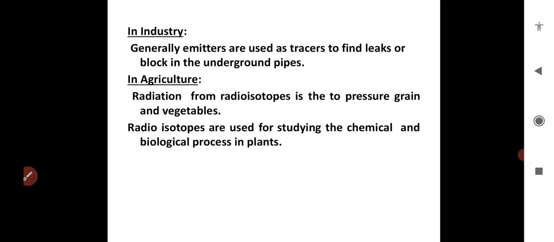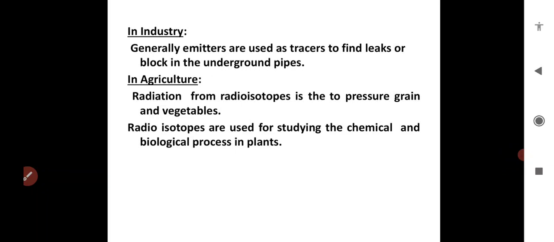Another application is radiographic testing. It is a non-destructive testing method using gamma rays to detect hidden flaws in finished goods. In agriculture, radiation from radioisotopes is used to preserve grains and vegetables.